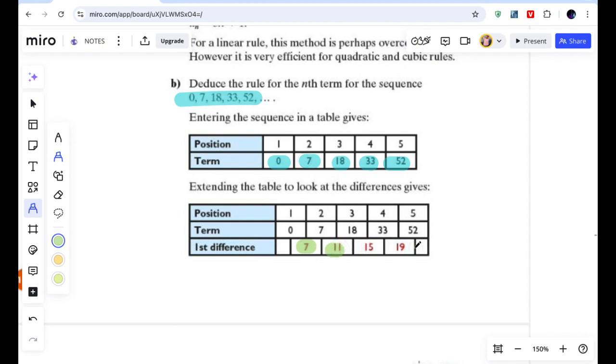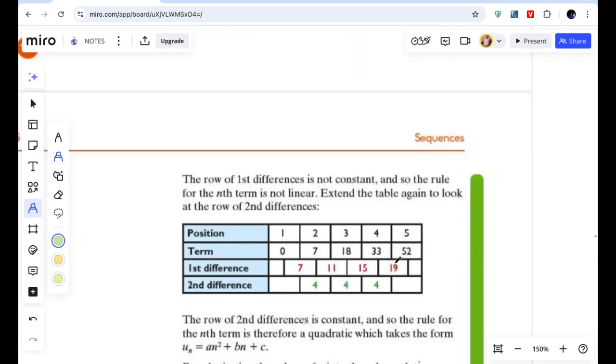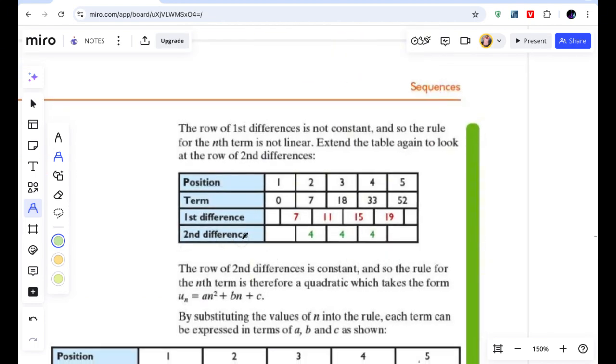You can see the differences are not the same. Once the differences are not the same, then you don't have an arithmetic sequence. Now you say 33 minus 18, you get 15. You say 52 minus 33, you get 19. The differences are not the same. If they are not the same, we do another level of difference, what we call the common difference, to see whether we will get the same thing.